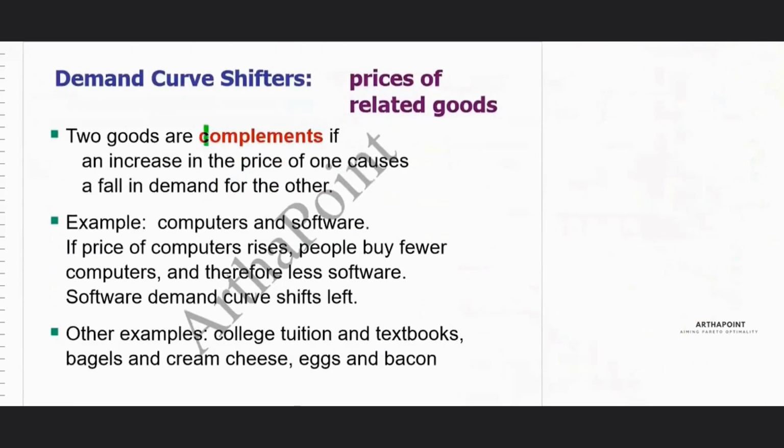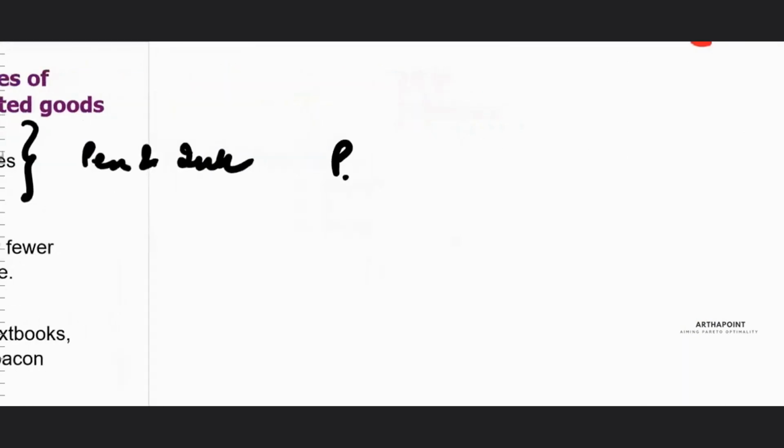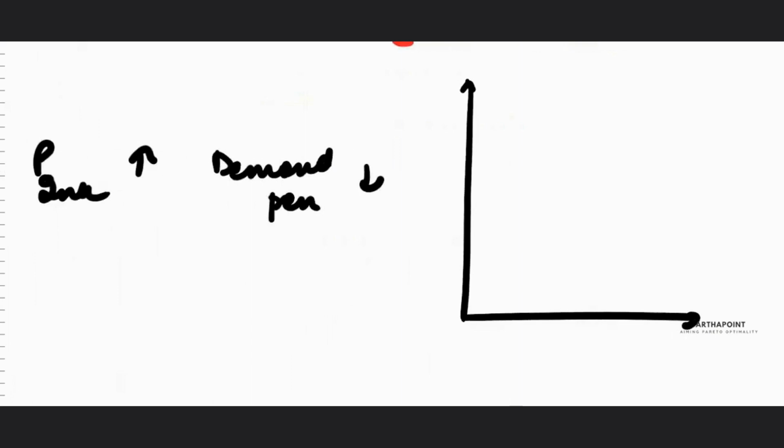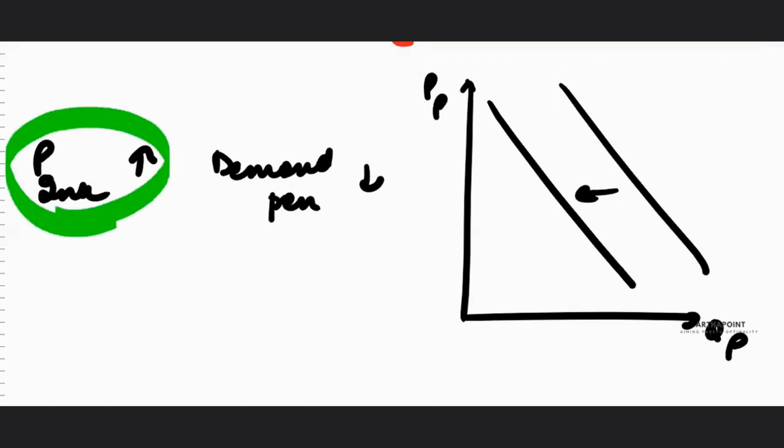The other kind of goods are called complement goods. Complement goods are those goods which are used together, like pen and ink. So when the price of ink increases, because ink has become expensive and ink is used in pens, people will demand less of pens also. The demand of pens will also decrease. So in the pen market, the demand is going to shift inwards. When the price of ink increases, people will demand less of pens also. So the pen's demand curve is going to shift backward.